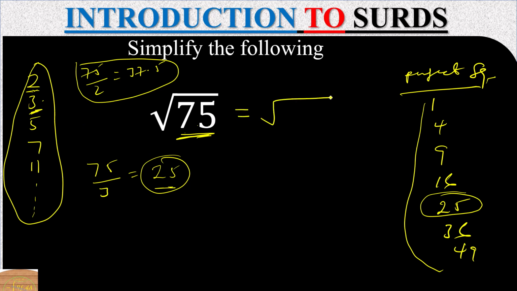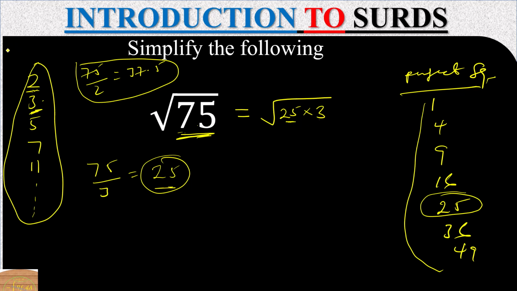Okay, so 75 is 25 times 3. So this 25 is a perfect square. Make sure you get the perfect square inside it with the root sign. So 25 is a perfect square. Now let's record something here.